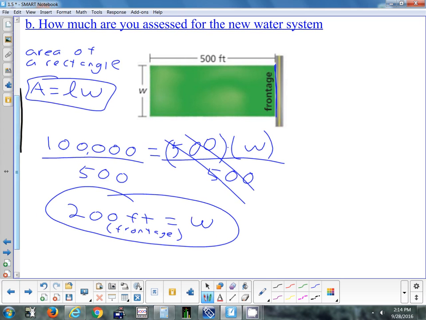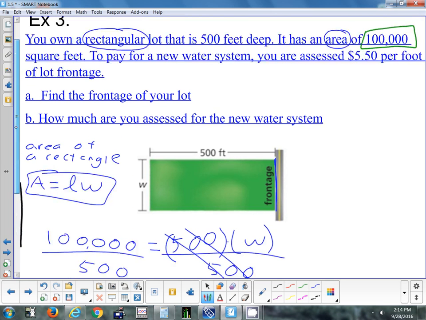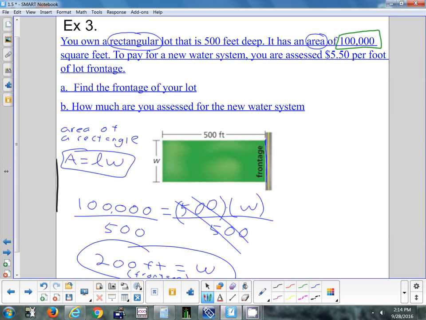All right, now part B. It says, how much are we going to be assessed to put in a new water system? Well, do they tell me anything up above that I haven't used that I'm going to use right now? Shannon? The $5.50. Yeah, what is that? I'm charged $5.50 per foot of the lot frontage. Yeah, we're charged $5.50 for every foot of frontage.